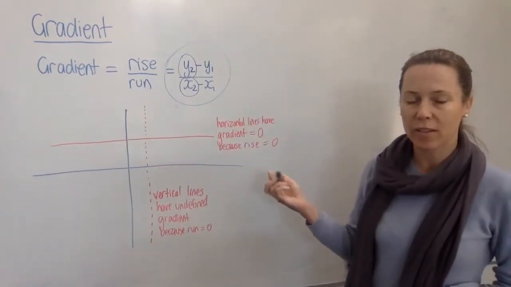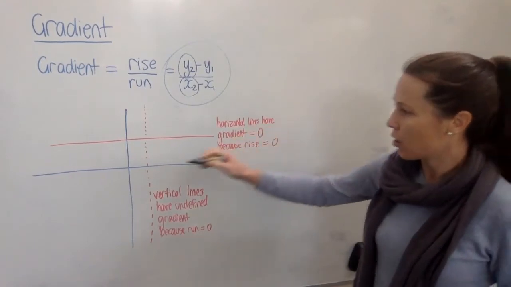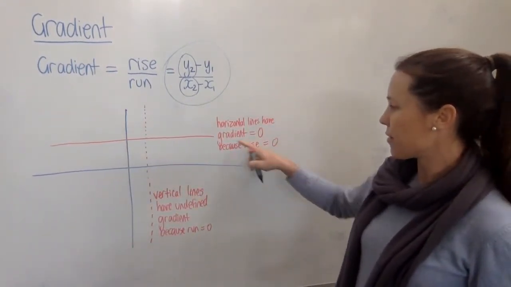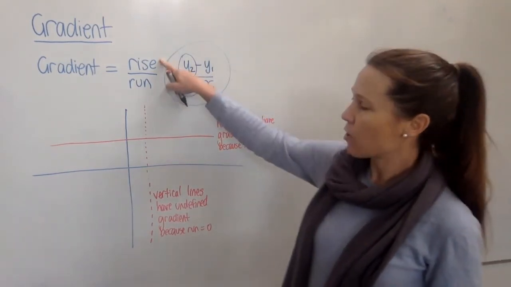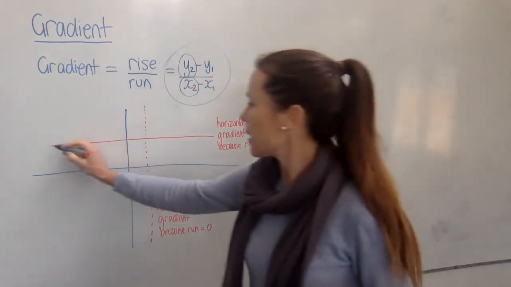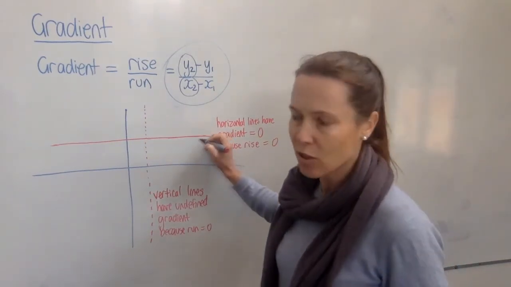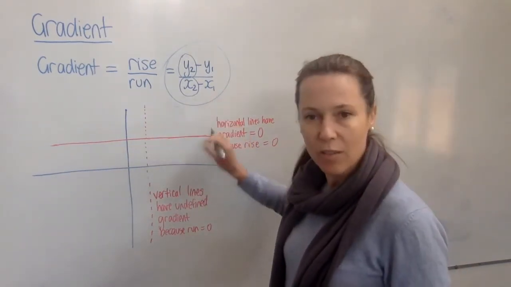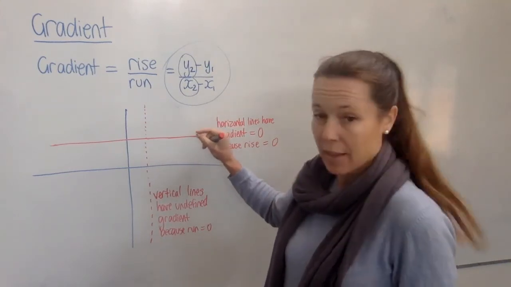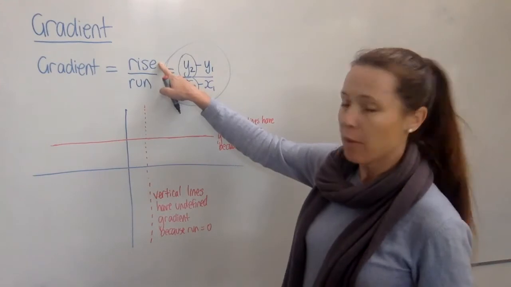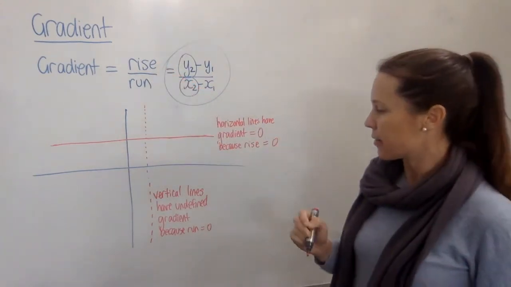Now, 2 other lines that you should understand the gradient of are horizontal lines and vertical lines. Now, horizontal lines have a gradient of 0 because their rise is 0. If you take this and try and drop a line down and then straight across to meet the line, of course you can't drop a line down. That rise is nothing. It's a completely flat triangle. So with a 0 on the top of the fraction, we just say that the gradient is 0.